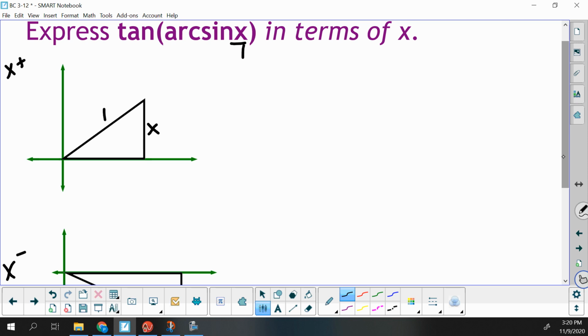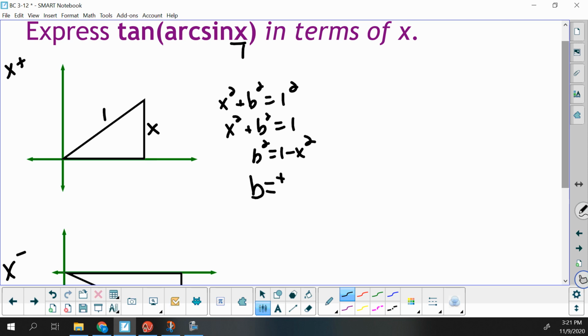So we're going to do Pythagorean theorem now. We'll say x squared plus b squared equals 1 squared. That's x squared plus b squared equals 1. B squared will equal 1 minus x squared. And b is going to equal plus or minus square root of 1 minus x squared. Well, the side we're looking for goes right, so we must have the positive version of that. So square root of 1 minus x squared.